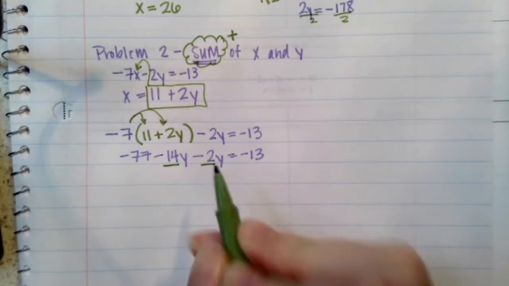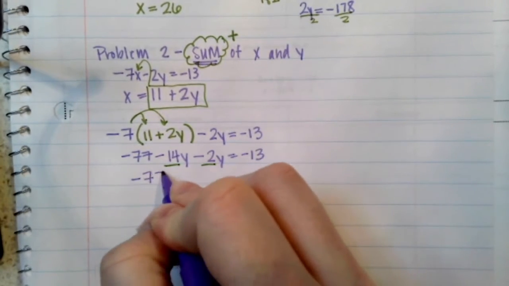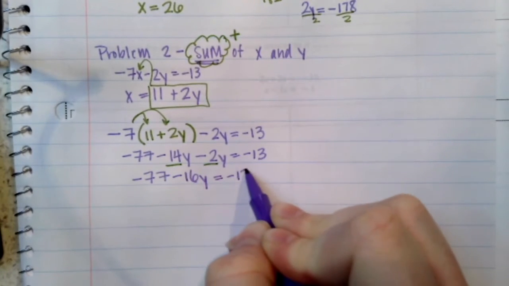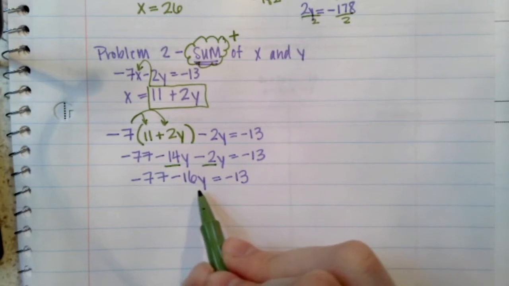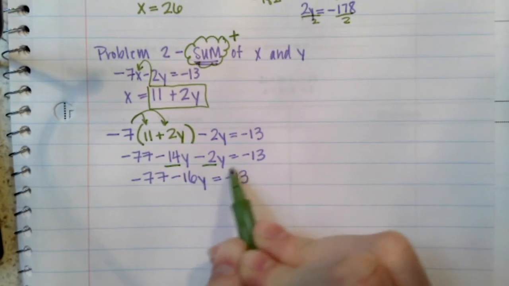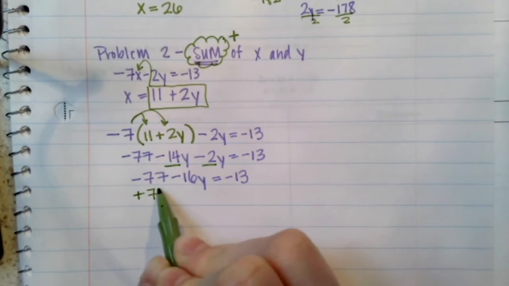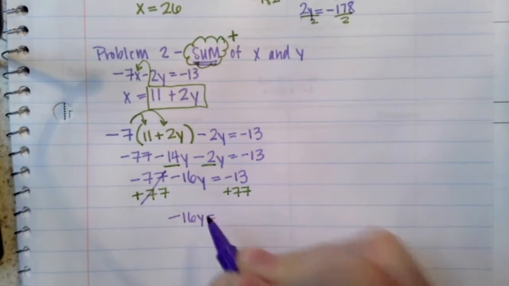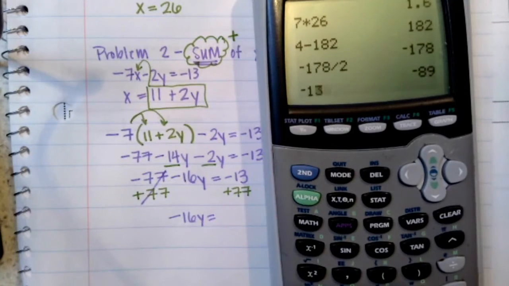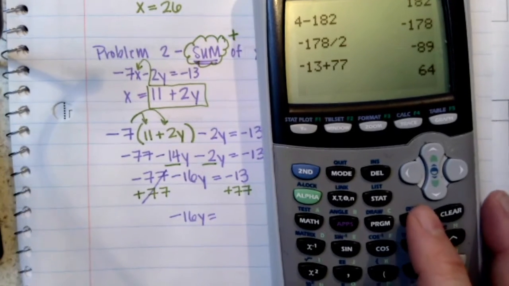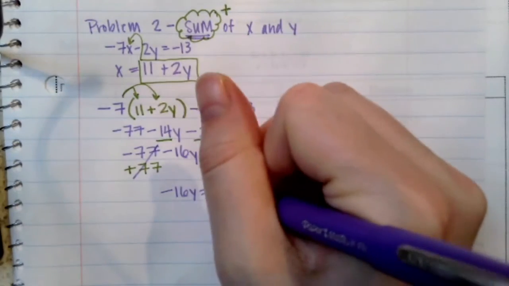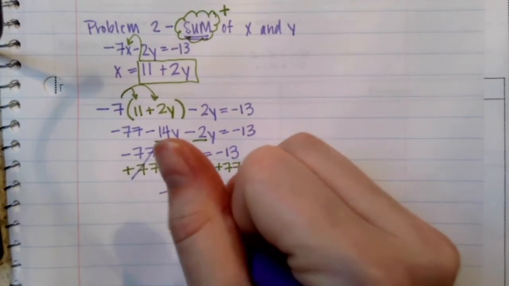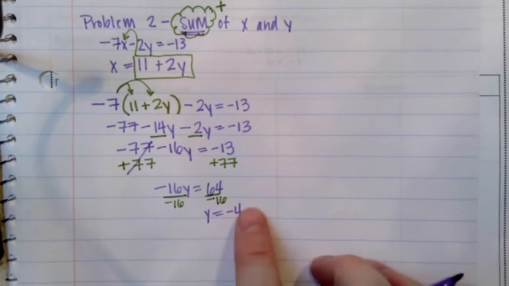Then I notice that I have like terms, so I'm going to combine my like terms that are on the same side. So -14 minus 2 is -16. And then I am looking to see which of these is a like term with this. Since this is just a constant, I want to move the 77. And I get -13 plus 77, 64. And then I can divide and get -4. So -4 is my y value.